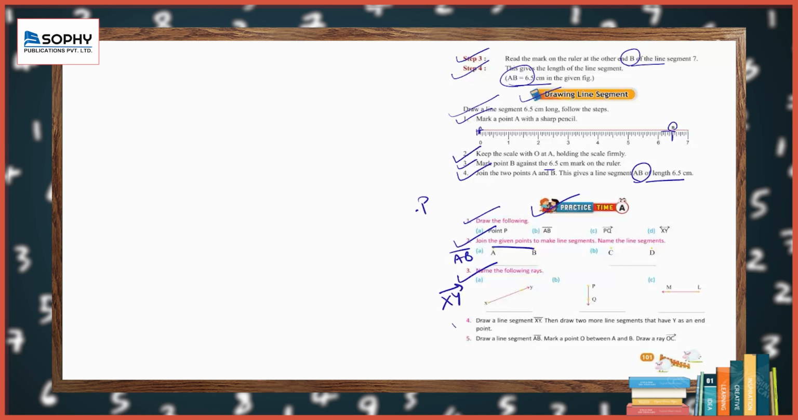Now here again you have to draw a line segment, then draw two more line segments that have Y as an endpoint, students. Here you will draw a line segment XY, and here you will draw another line segment which has Y as its endpoint. Next again you have to draw a line segment and mark a point O between A and B and draw a ray OC. You have to do that by yourself, students.